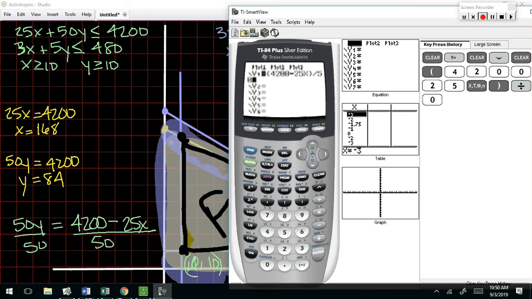Just so that I can determine between the two, if you scroll over, I'm going to change that second one to a little bit heavier weighted line just by hitting enter.